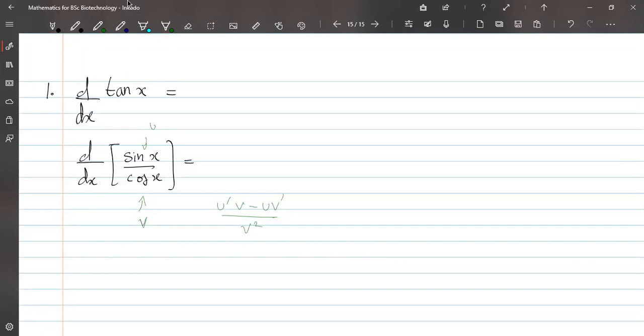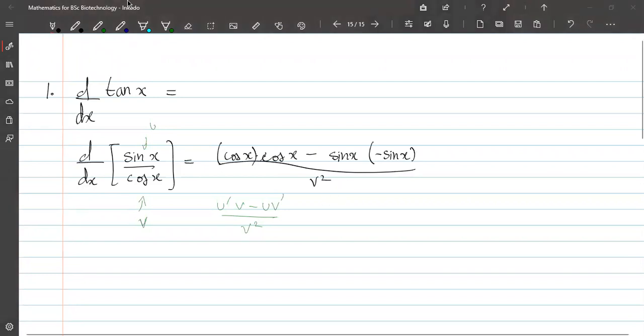So then derivative of sine x, that is cos x, and v without any differentiation, that's also cos x. Okay, minus u is sine x and v is cos x, so v dash is minus sine x, and the denominator is just v square, meaning cos x whole square, so cos square x.